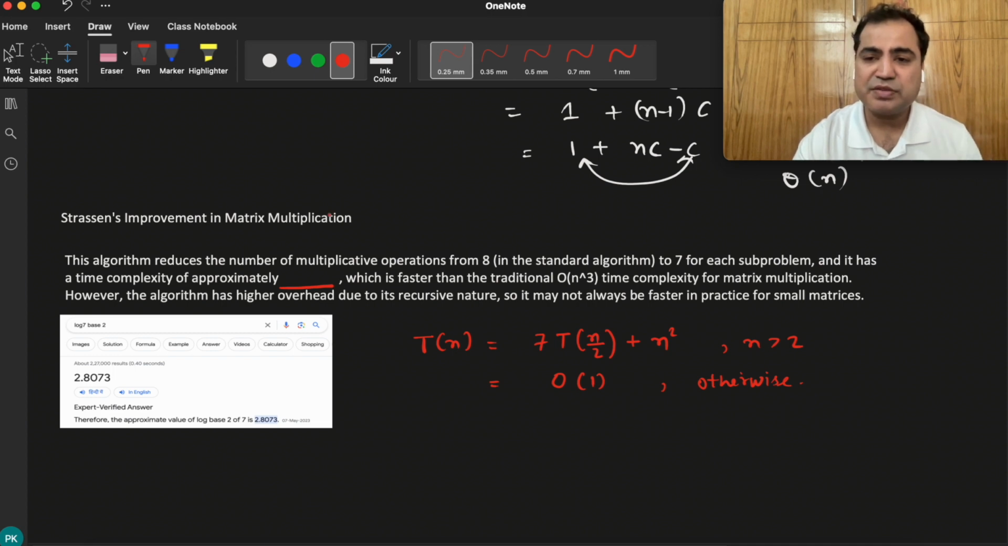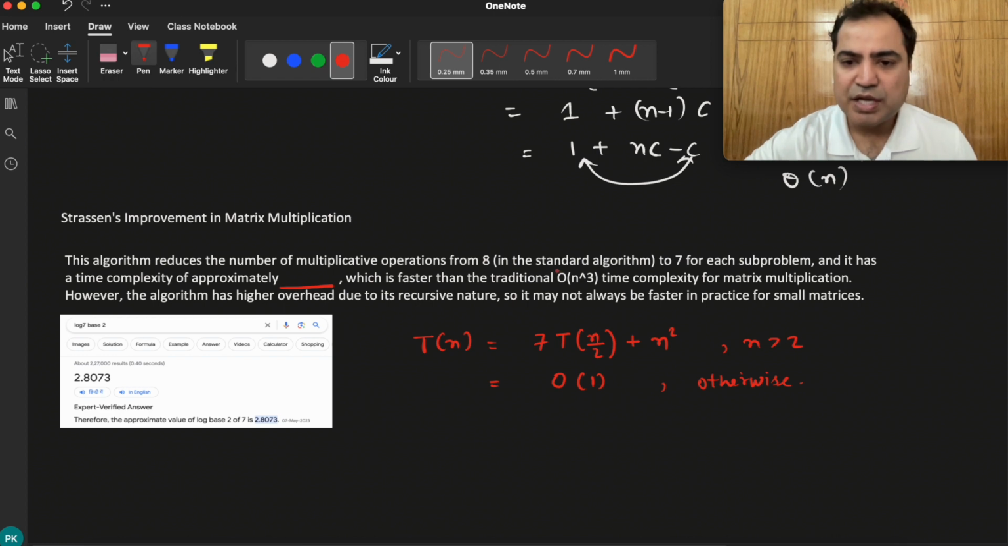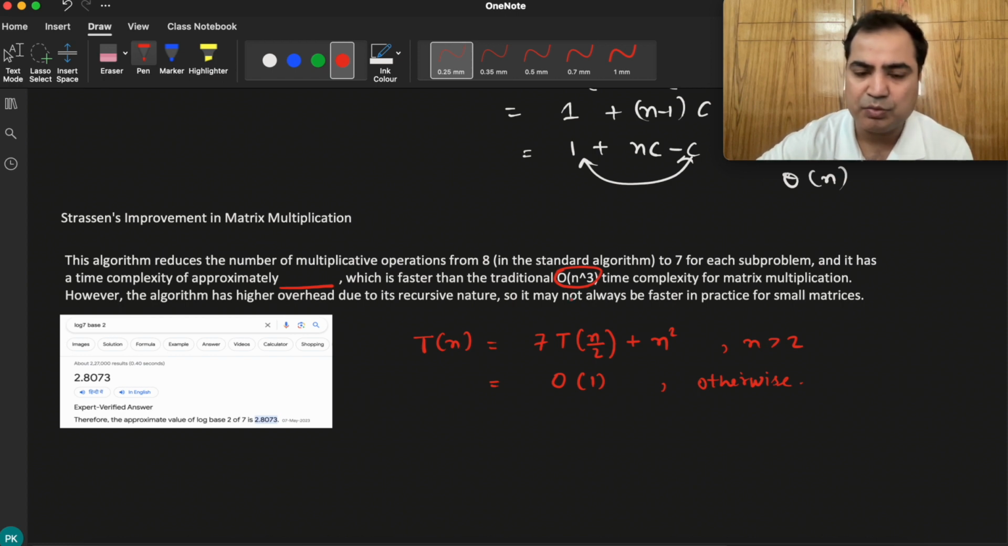Usually matrix multiplication was taking order of n cube time, right? And Strassen gave one algorithm how we can reduce that, means it is a bit lesser than order of n cube. So this is the recurrence relation given actually, and we will be solving it.